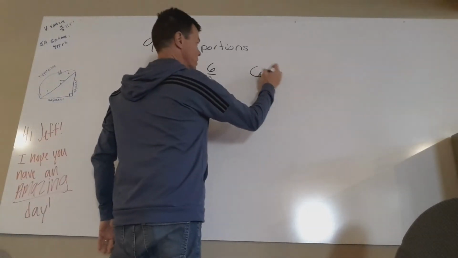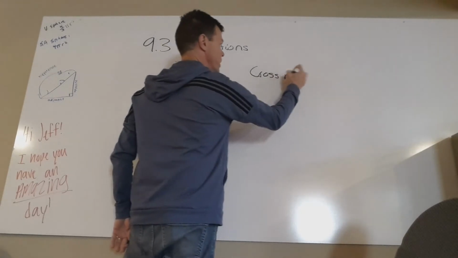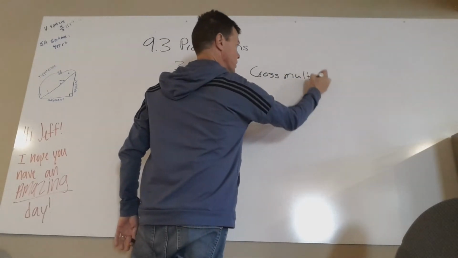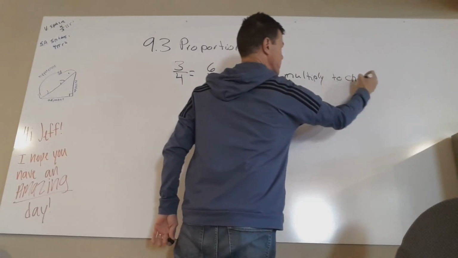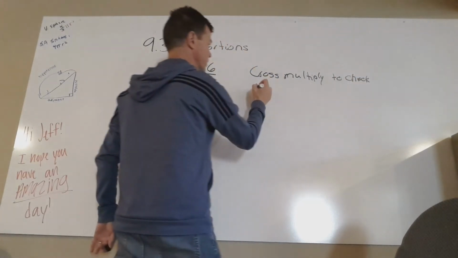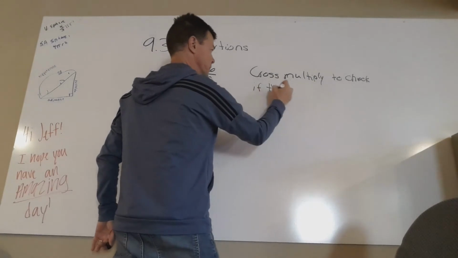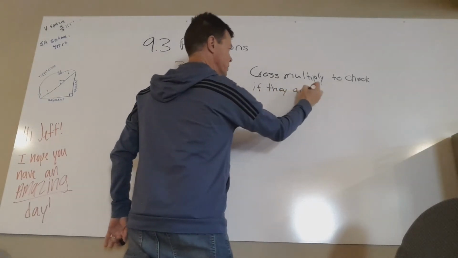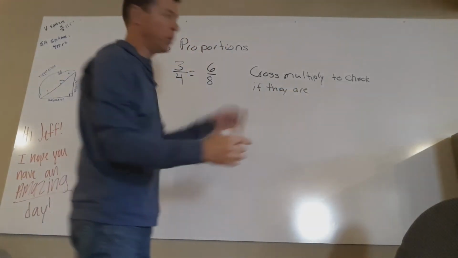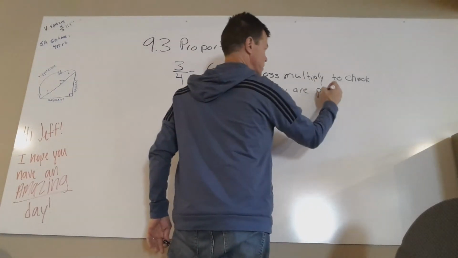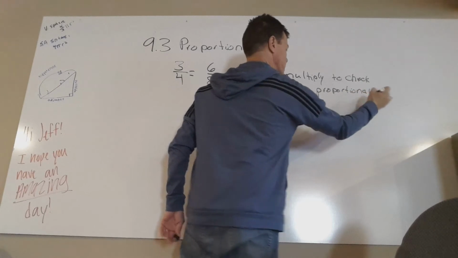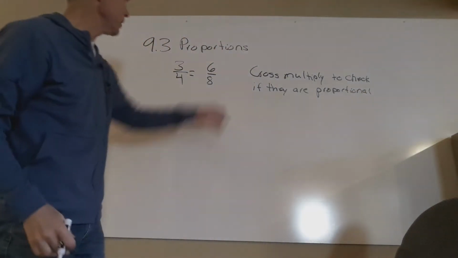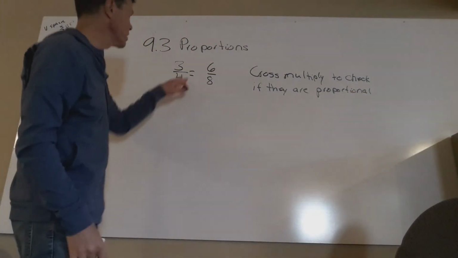So I'm just going to write this down. Cross multiply to check if they are equal. Or you could say if they are proportional. And they would need to be equal if they are proportional. So we'll cross multiply with this.